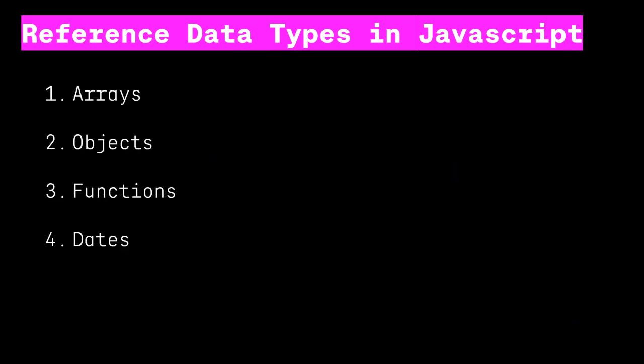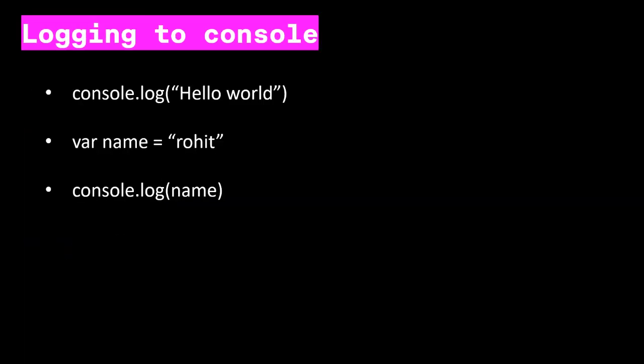Okay, there are something called reference data types. There's something called arrays. There's something called objects, functions, and dates. We're not gonna look at this in today's session, but first we'll focus on the basic data structures and all of those. Okay, logging to console.